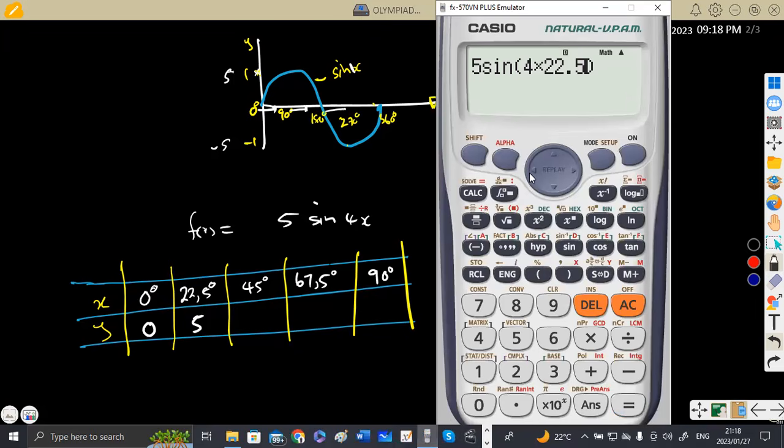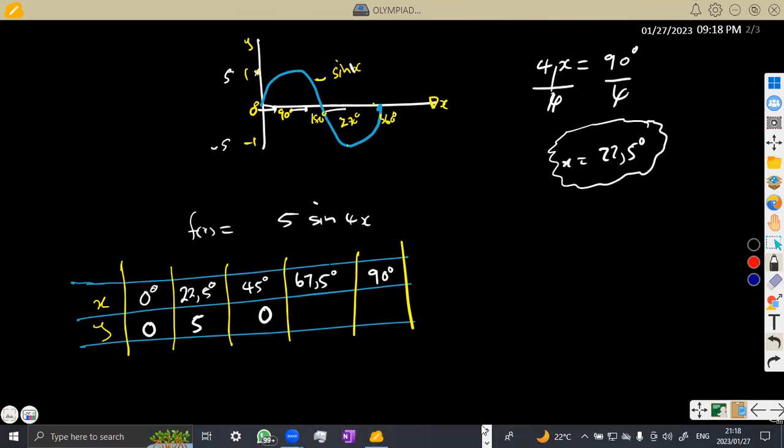Okay, so this is going to be 4 times 45, which is 180, so that gives 0 there. 67,5 gives the same, that's -5. At 90 degrees, that's the same, which is a 0. So you just substitute directly.